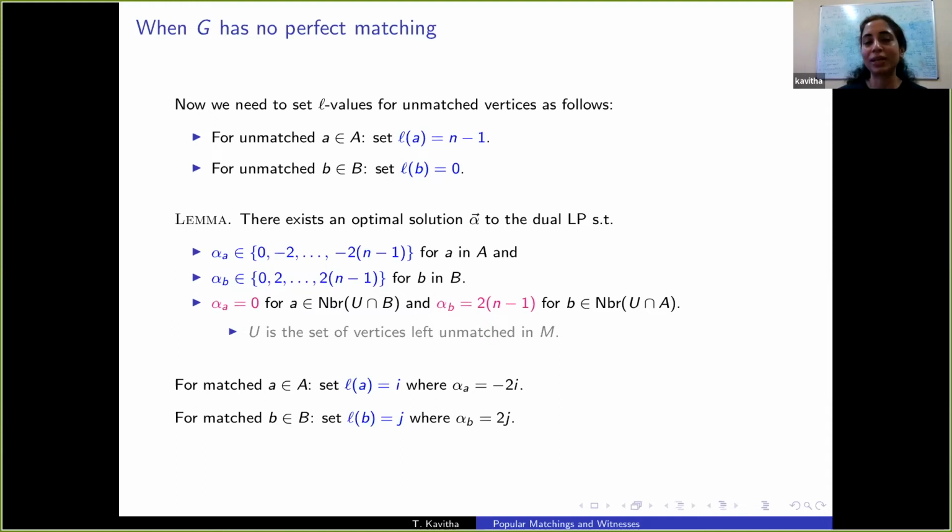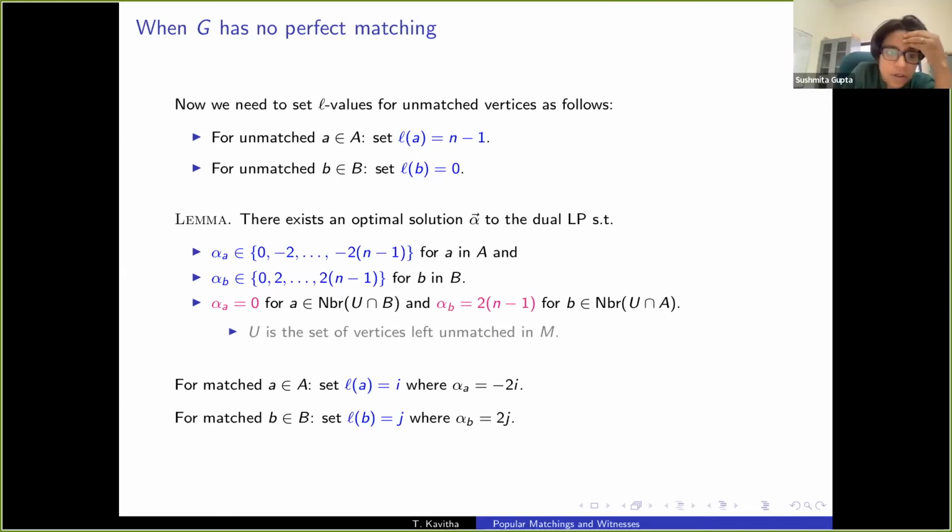And now we set the L values exactly as before. Just take half the alpha value, take the absolute value, and yeah, this works. So the toughness here was to prove the lemma, the existence of such a dual certificate.